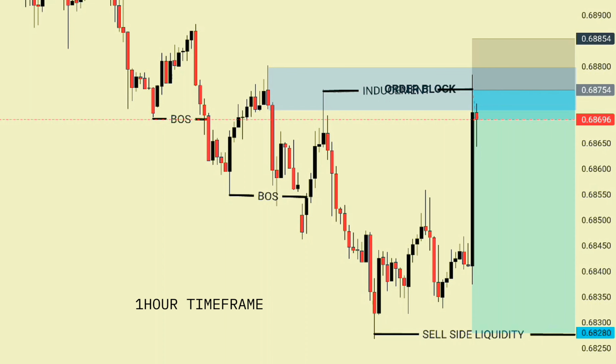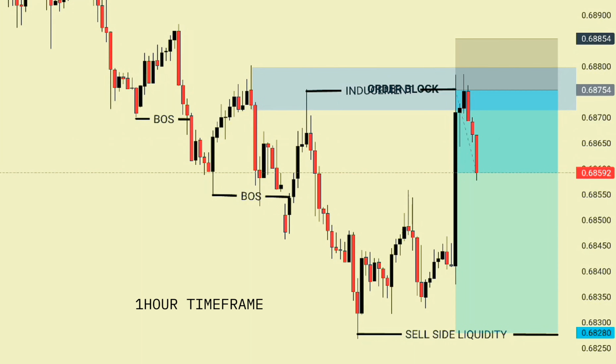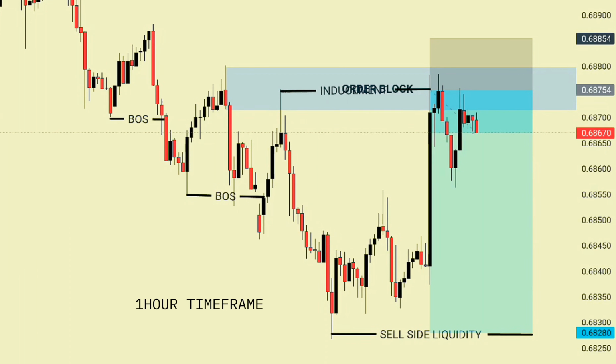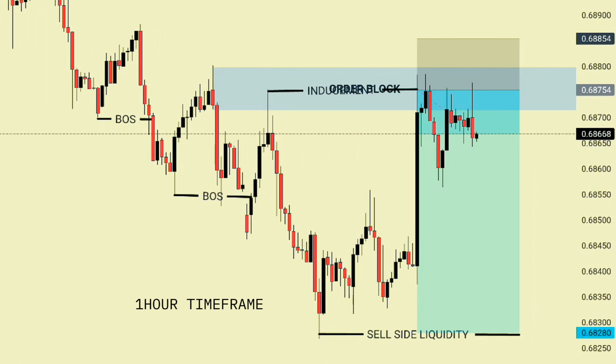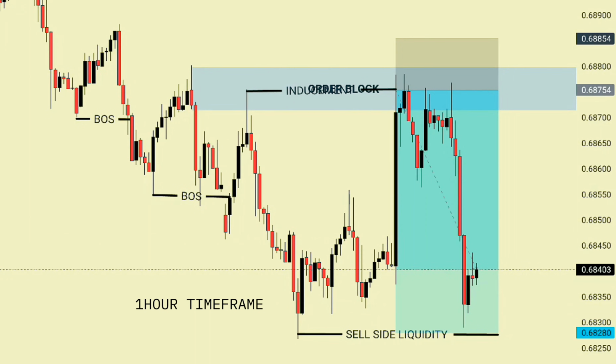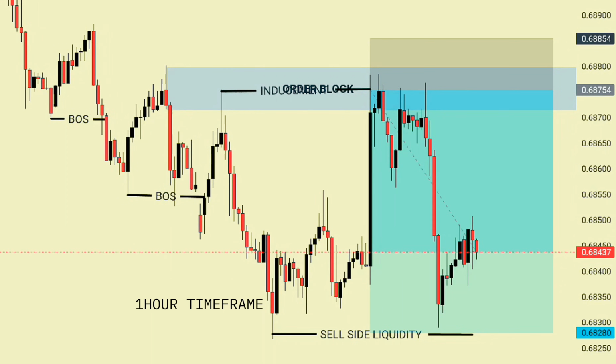Slow and steady push downward, then stronger bearish momentum finally reaching the sell-side liquidity pool. The market hits the equal lows, clears all liquidity, and completes the institutional trade model perfectly. This is how professional traders enter with precision and exit with confidence.